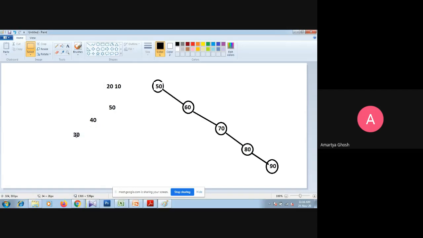30 is less than 40, so we need to go to the left subtree, and there is no left subtree, so 30 will be the immediate left child. Same for 20. 20 is less than 50, go to the left. 20 is less than 40, go to the left. 20 is less than 30, go to the left. And again for 10, 10 is less than 50, less than 40, less than 30, less than 20, and this is 10.